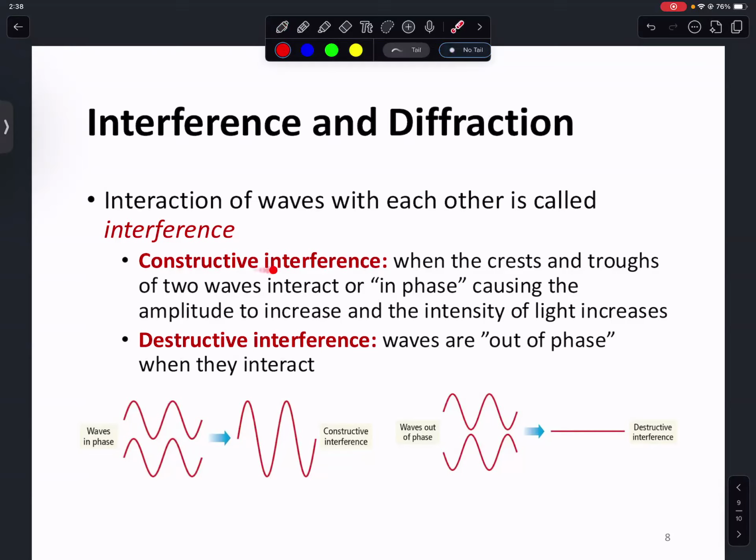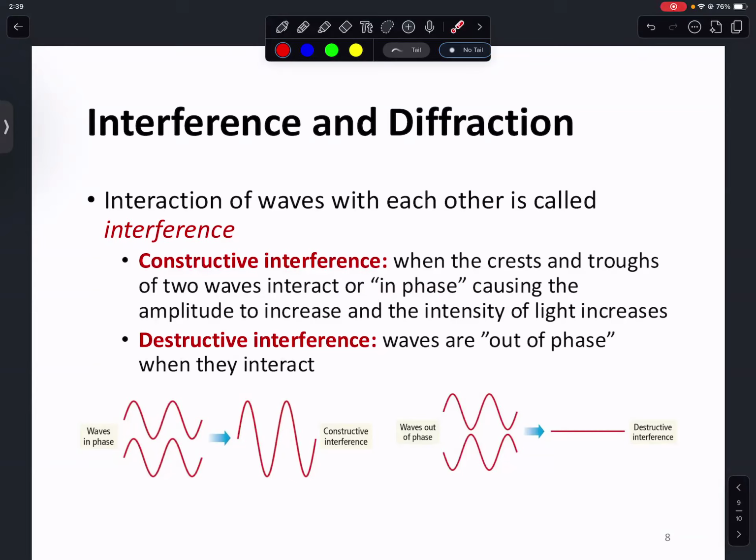The first type is constructive interference. Constructive means that, as you can see from the picture, the crests and troughs of 2 waves will perfectly align with each other, and they add up to 1 bigger wave. So this is why it's called constructive interference, or sometimes we say that they are in phase. And this causes the amplitude of the wave to increase as a result of them adding up together. And if we're thinking about something like light, which has a wave-like nature, it will increase the intensity or the brightness of light in this case.